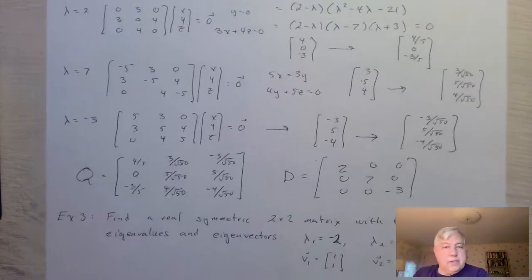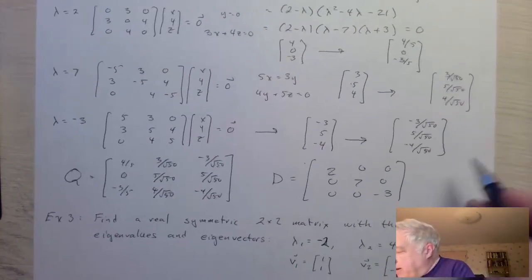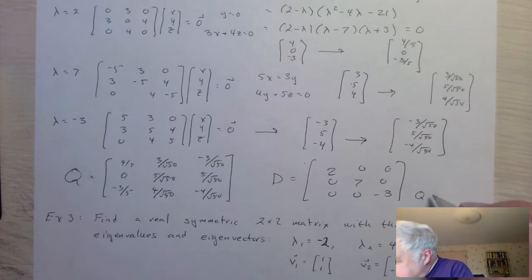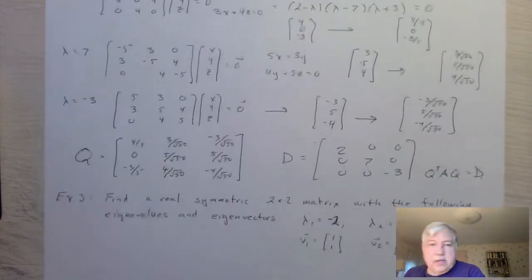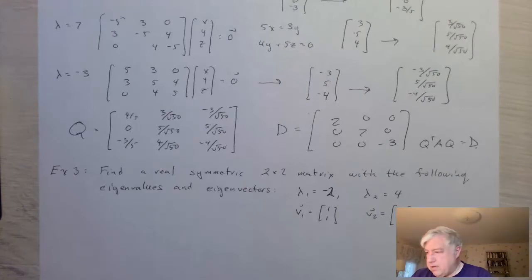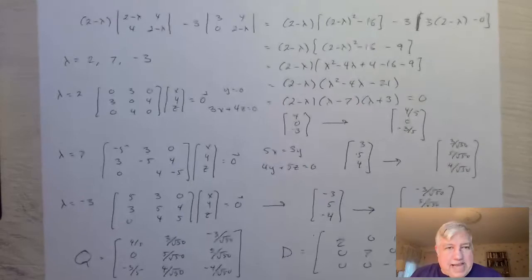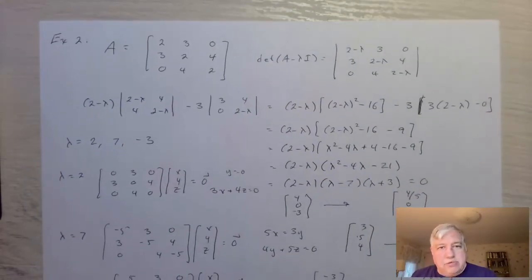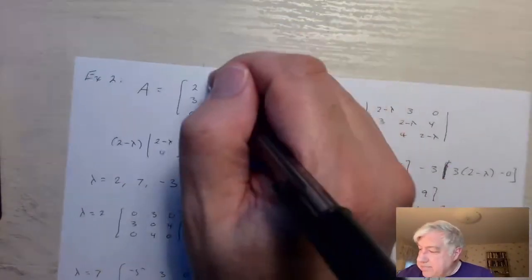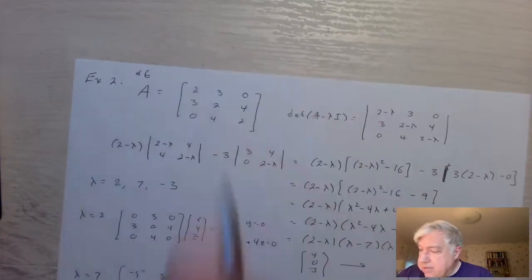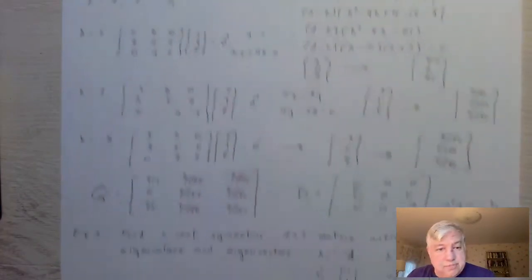Okay. So under this we get that Q transpose AQ is equal to D. Okay. Hopefully that works. All right, this one, of course, I did pick the nastiest example in the book. This is actually problem number 6, in case you were wondering, from this section.